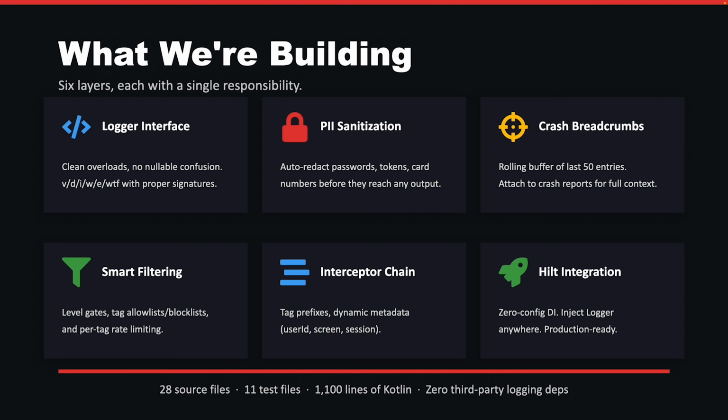Fourth, smart filtering. Level gates, tag allow list and block list, and per tag limiting. Rate limiting is the one that saves you when a WebSocket reconnection loop fires a log 200 times per second. Fifth, the interceptor chain.